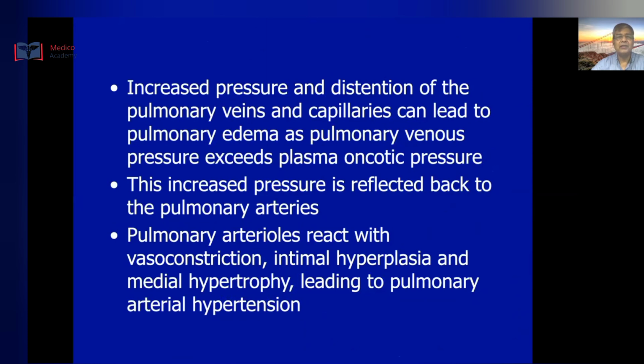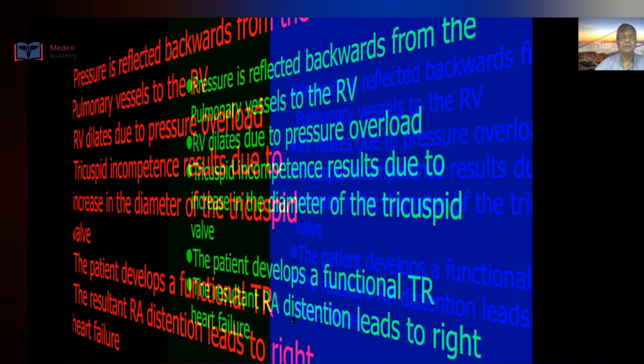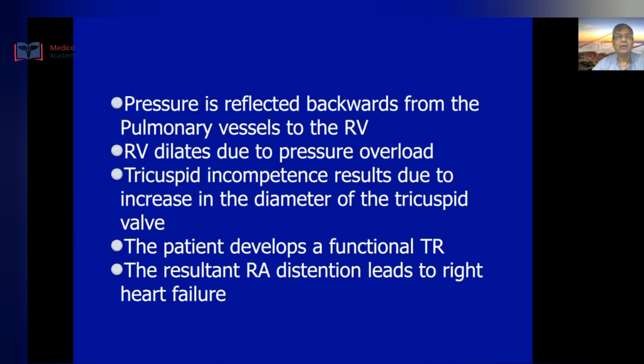When the pressure increases in the pulmonary arteries, the pulmonary arterioles react by vasoconstriction, intimal hyperplasia, medial hypertrophy, and all this leads to pulmonary arterial hypertension. The pressure is reflected backwards from the pulmonary vessels further to the right ventricle, and this results in dilatation of the right ventricle due to pressure overload.